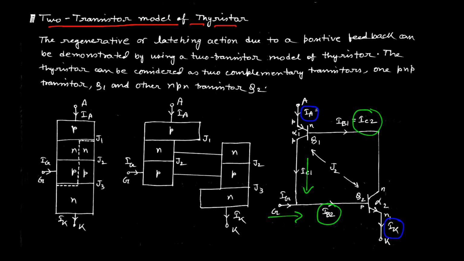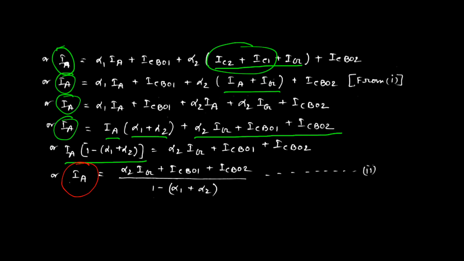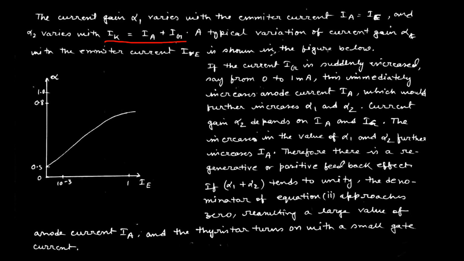In this case, we can say this IK should be equal to IB2 plus IC2, whereas IB2 equals IC1 plus IG, and we know IC2 plus IC1 will give you IA. That means we can say IK equal to IA plus IG. Okay, so in a similar way, IK equal to IA plus IG.